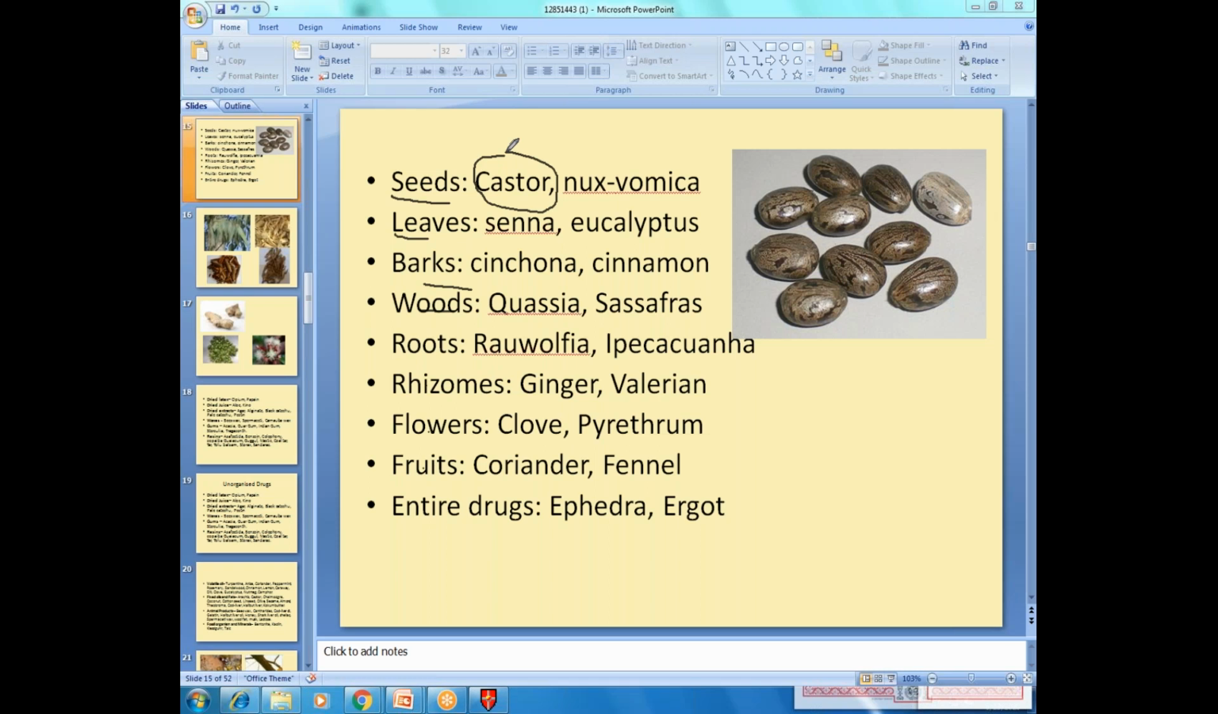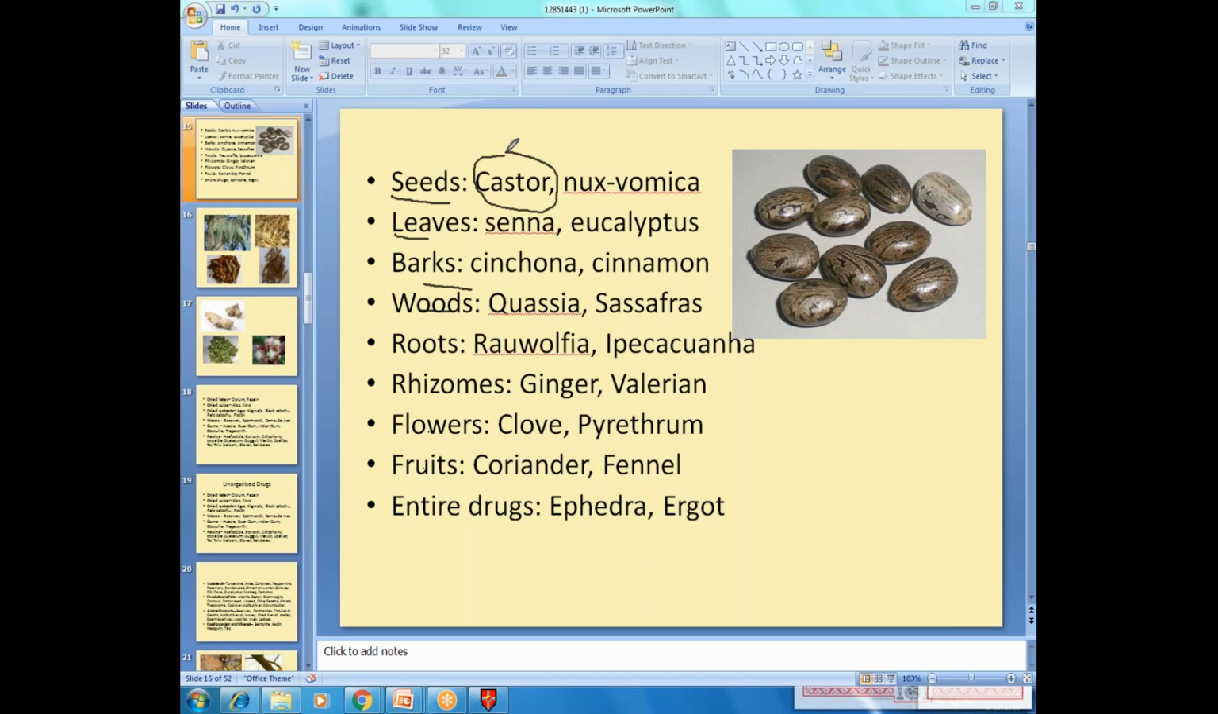In the leaves, only the senna leaves or the eucalyptus leaves are collected, meaning only they have the chemical constituents. Like cinnamon, chekke, dalchini, that is only the bark. We don't use the entire plant. So that's why cinnamon comes under the classification of bark. Wood: quassia or Shrigandha, you can see that is also one. Roots: Rauwolfia and Ipecacuanha. Rhizomes: ginger and valerian.